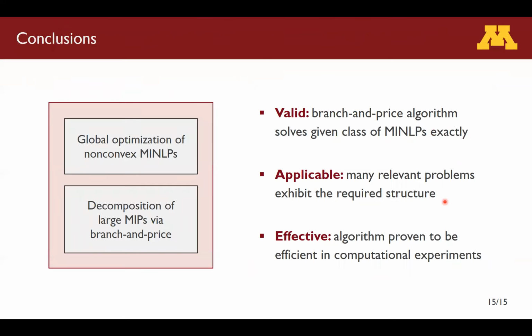Now, let me just conclude. In this work, we attempted to combine the strength of global MILP solvers with the branch and price framework to solve large non-convex mixed integer nonlinear programs. We showed that the proposed branch and price algorithm is valid in the sense that it solves the given class of MINLPs exactly. I hope that it also was able to show that it's widely applicable because many relevant problems actually exhibit this required structure. And then finally, we also showed that it's effective through the computational results that show that the algorithm is very efficient in a lot of the instances that we considered.